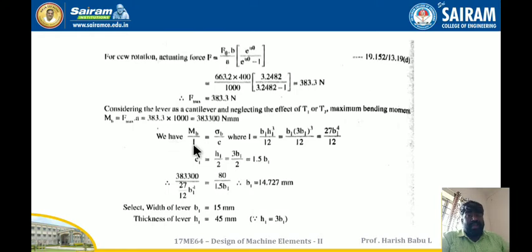So we have MB by I is equal to sigma B by C, where I is equal to B1 H1 cube by 12. They have already given H in terms of B, that is 3B1. So B1 times (3B1) whole cube divided by 12. I get 27 B1 to the power of 4 by 12. C is H by 2, so I get 3B by 2, so it will be 1.5 B. Substituting all the values, I get the B value as 14.727 mm. Once we have the B value, I take the width of the lever as 15 mm and the thickness of the lever as 45 mm.